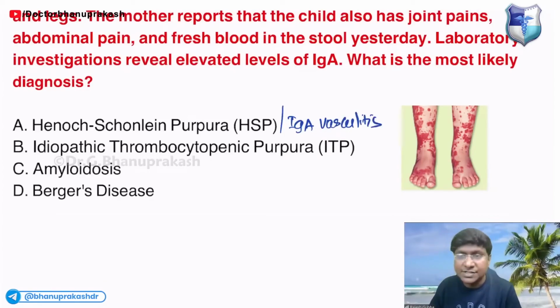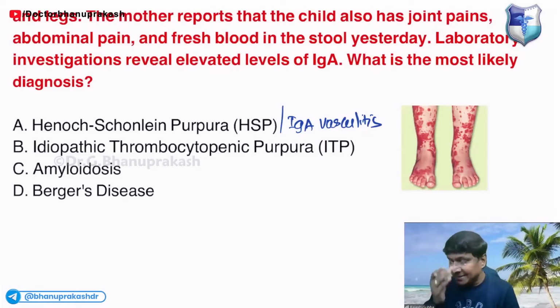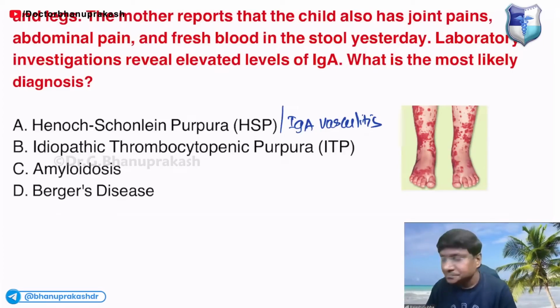Another name for this is IgA vasculitis, which is a complex immune-mediated vasculitis, and it's a small vessel vasculitis. Okay. And in case of Henoch-Schönlein's purpura, you should have a tetrad.